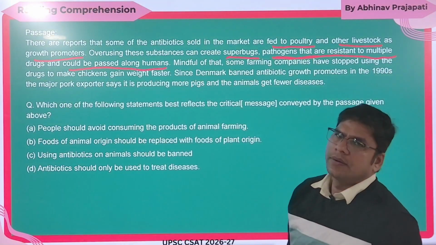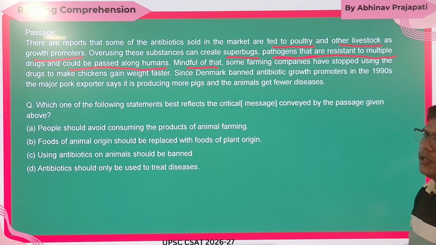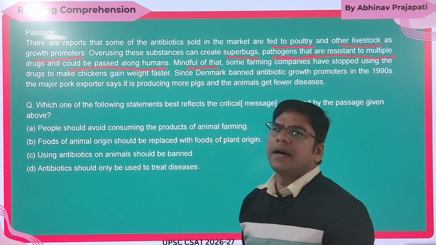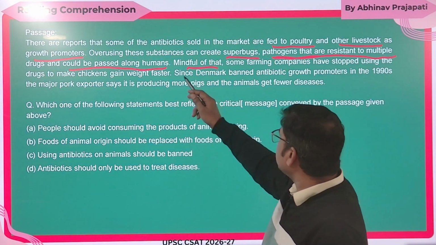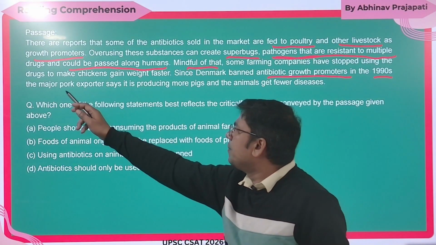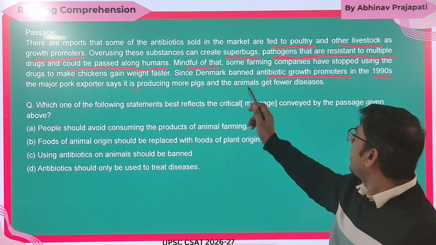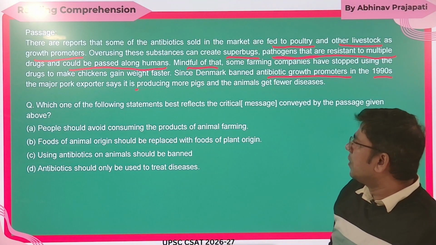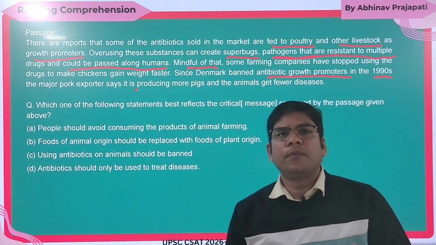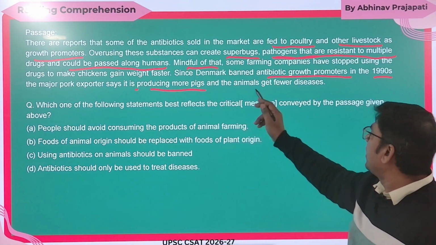Now, mindful of that, some farming companies have stopped using these antibiotics, these drugs, to make chicken gain weight faster. Since Denmark banned antibiotic growth promoters in 1990, the major pork exporters say it is producing more pigs and animals get fewer diseases. So they are not using antibiotic growth promoters, still they are producing more pigs and animals are getting fewer diseases.